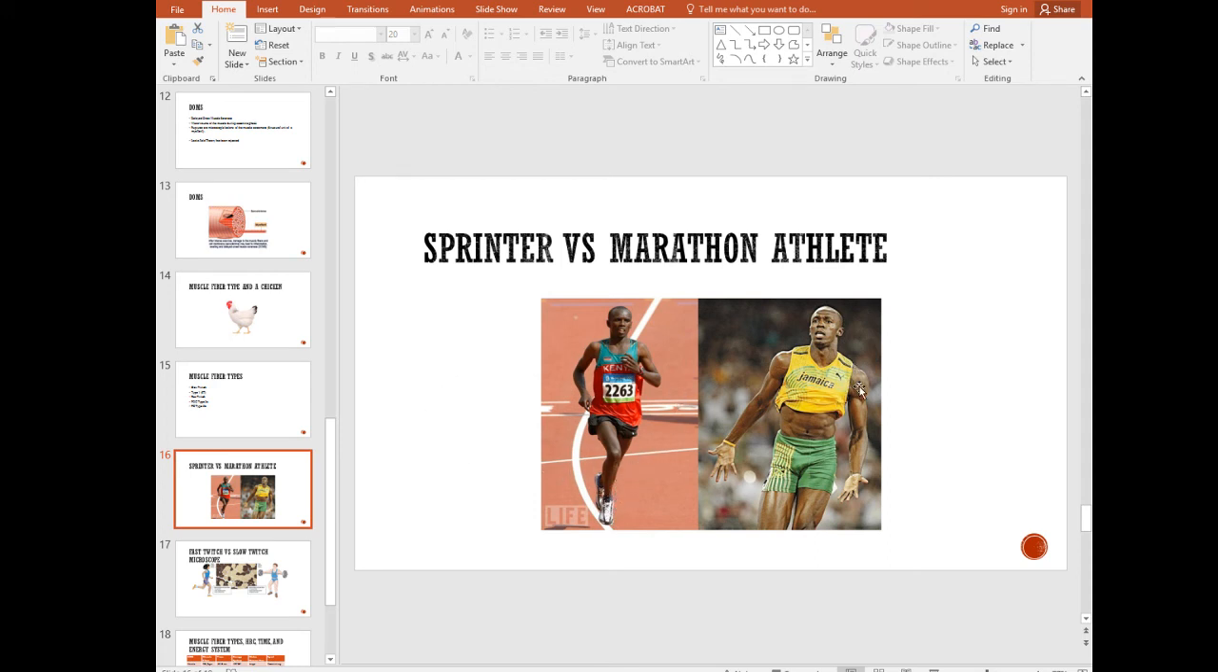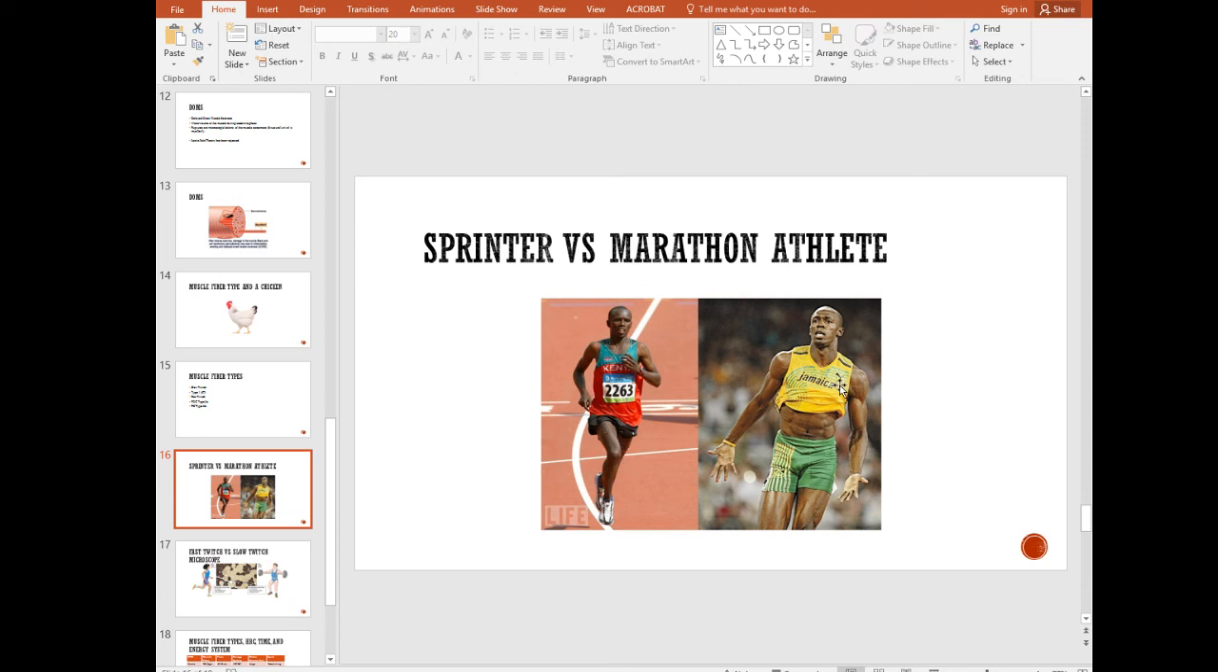And then we have sprinters. So we've got an Olympic sprinter versus an Olympic endurance athlete that runs marathons. Look at the muscle size, especially in the legs. I mean, look at the difference there. If this guy had all this muscle, he would not do as well as he does for those long distance events because that extra muscle is going to use up oxygen and energy that he needs to compete.